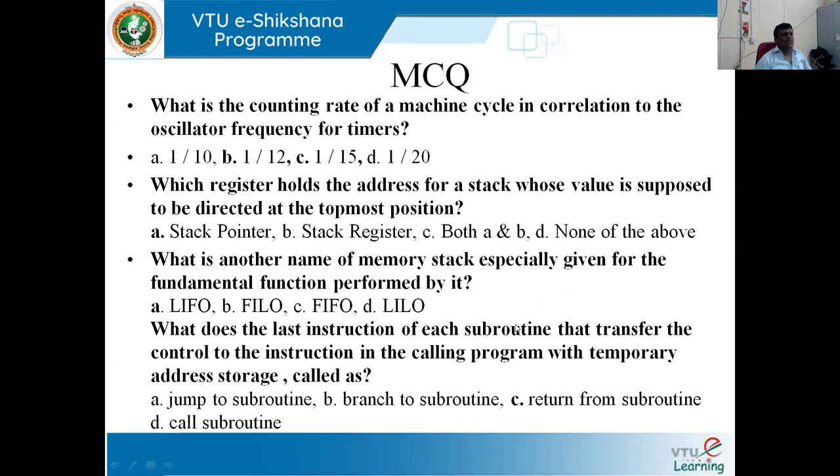And then, what is the counting rate of a machine cycle in correlation to the oscillator frequency for timers, whether it is 1 by 10 or 1 by 12 or 1 by 15 or 1 by 20, right? This basically depends on the frequency of a microcontroller. In most of the cases, it is 12 megahertz. So the correct answer here is B, 1 by 12.